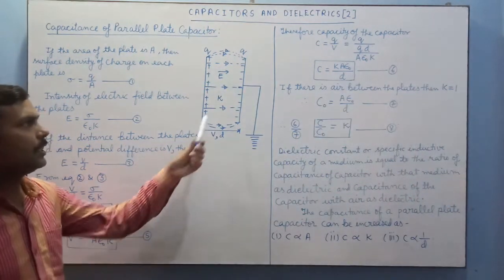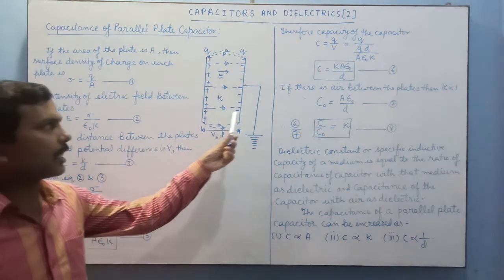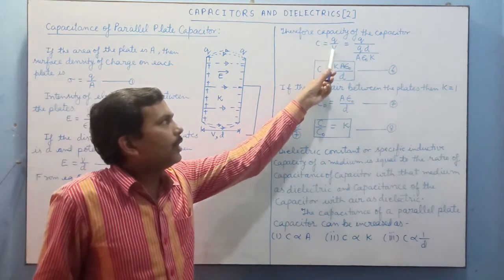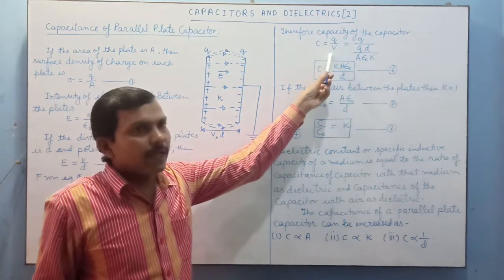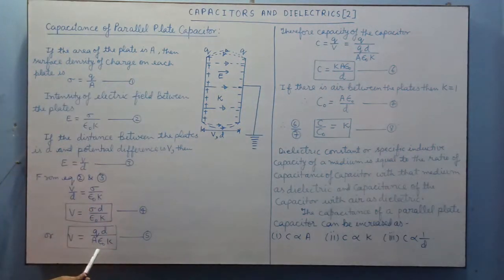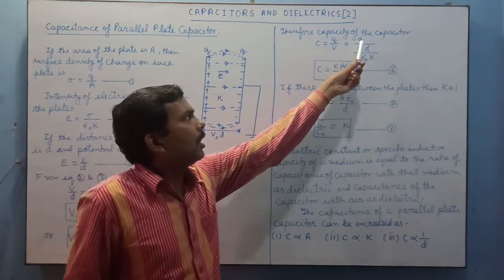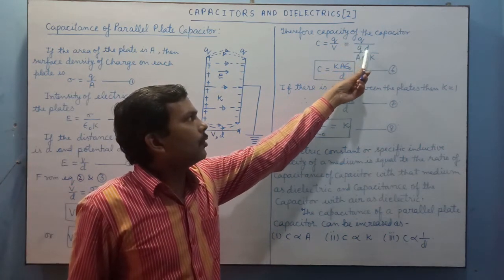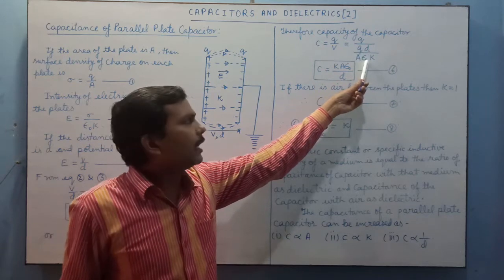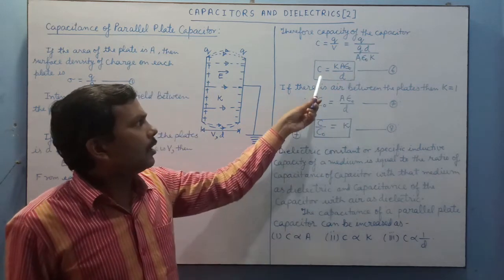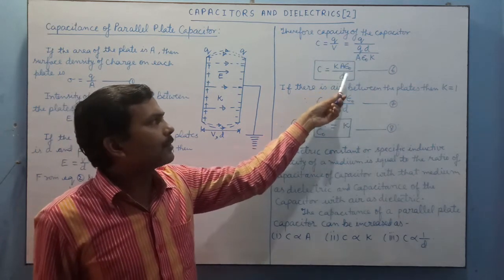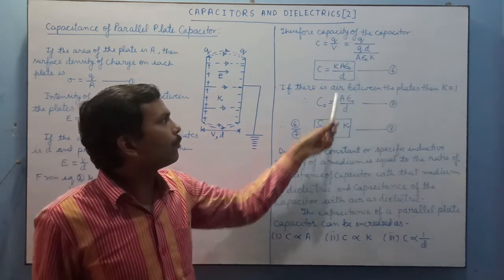Therefore the capacity of the capacitor C is equal to Q by V. We have obtained the value of V. We will substitute this value from equation 5. We will get Q upon Q into D upon A epsilon 0 K. On solving this equation, we will obtain C is equal to K epsilon 0 by D.